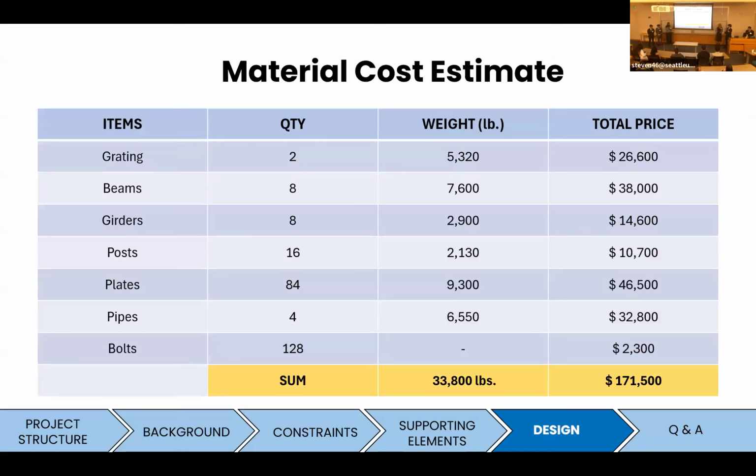Shown here is a material cost estimate of our platform. As you can see, at the very left column are each of the line items of our platform. After some discussion with Seattle City Light, we were able to find a unit cost of about $3 a pound. From there, we were able to calculate the weight of each of our line items, multiply it by the unit cost of $3 a pound, and find the total cost of our platform of about $171,000.